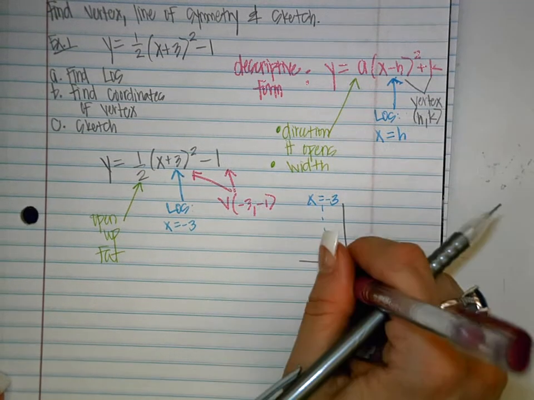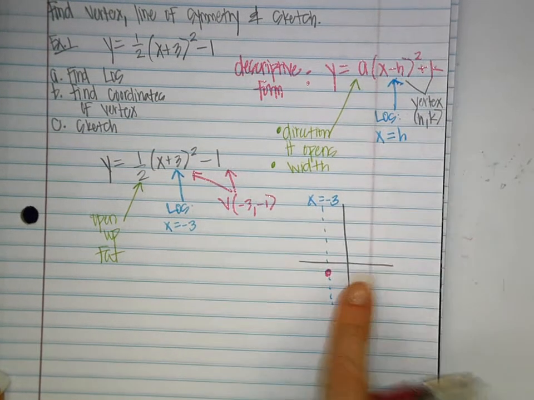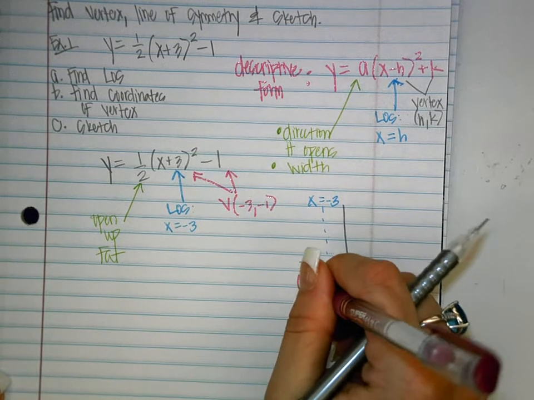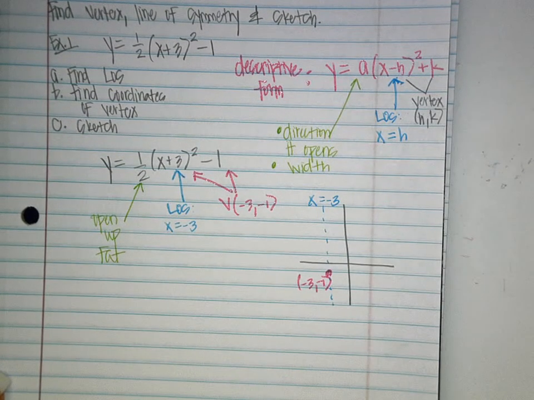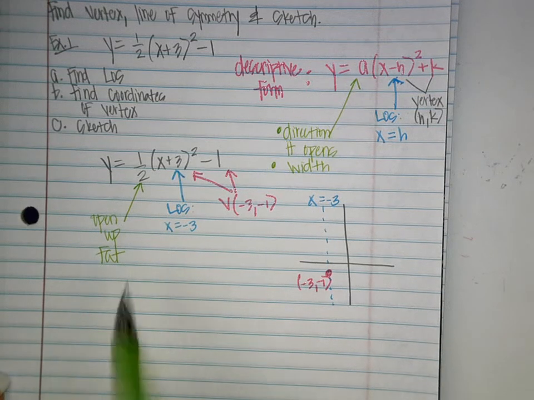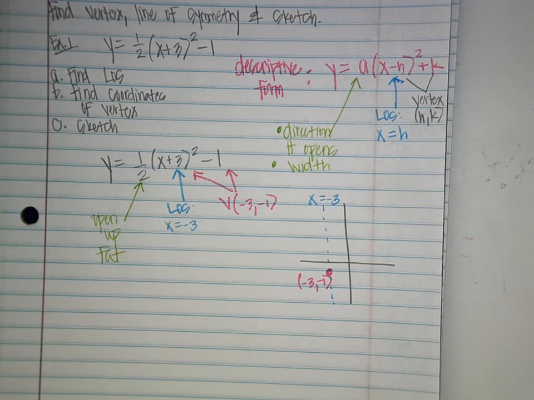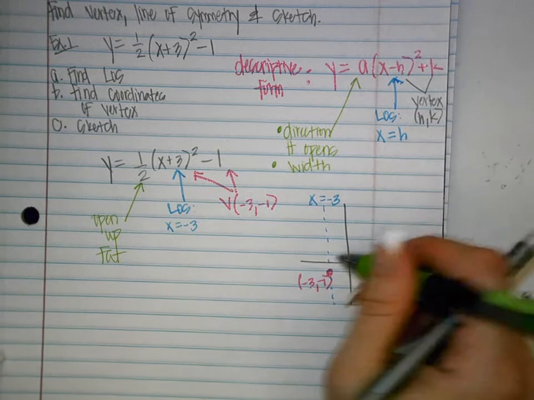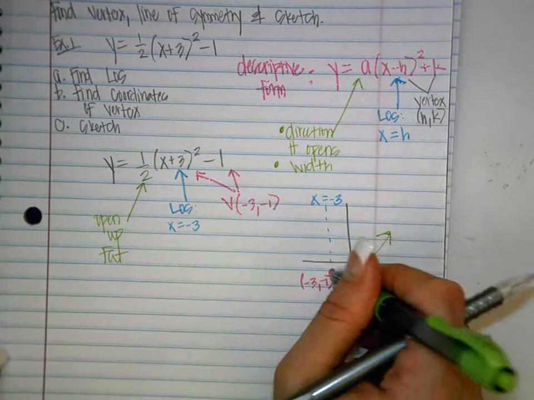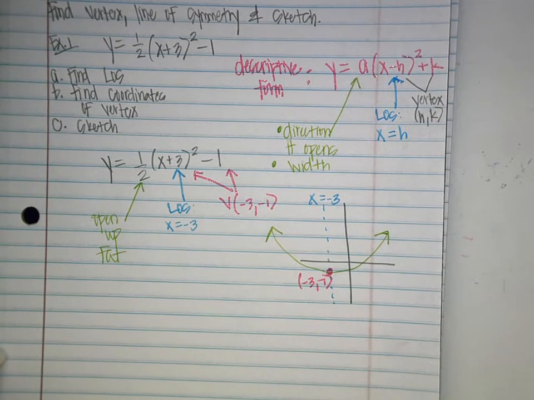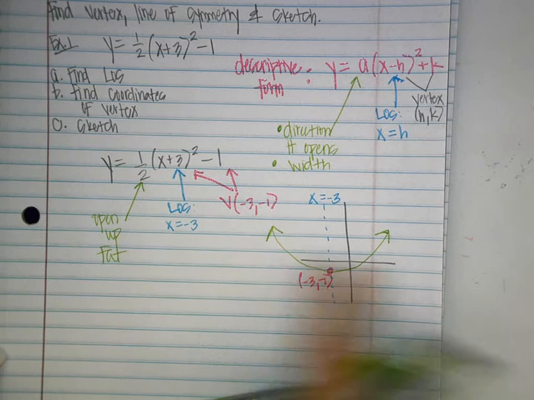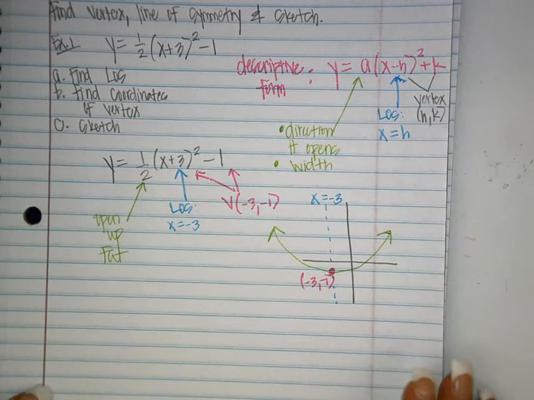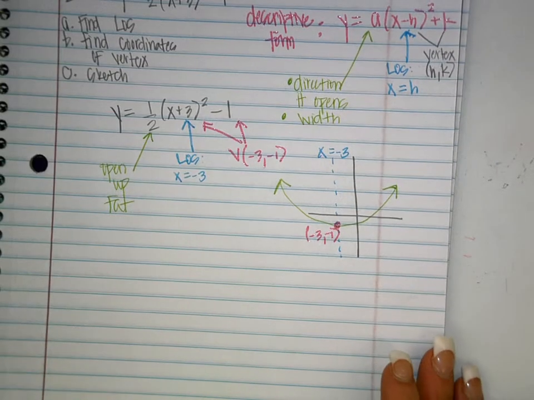Vertex is negative 3, negative 1. Again, you do not have to put the hash marks if you label. So negative 3, negative 1. And then we decided that this was opening in which direction? Up. And it's fat, so make it relatively fat. We don't know what the x-intercepts are, and we don't really care as long as you make this a fat parabola. You could find the exact points that it crosses at, but you don't need to. I'm not asking you to, so you can just leave it.